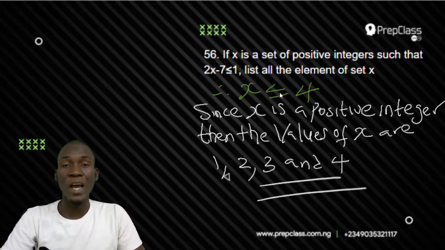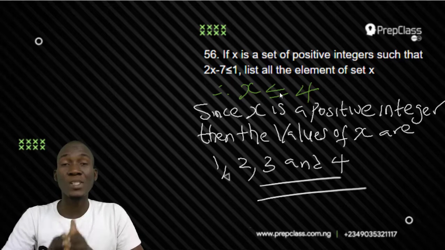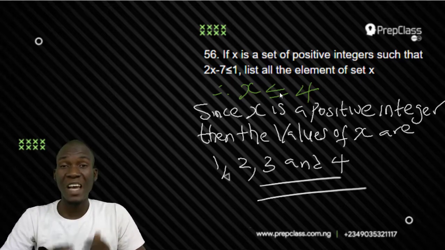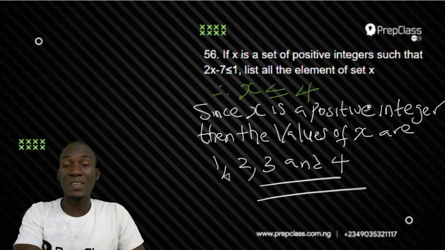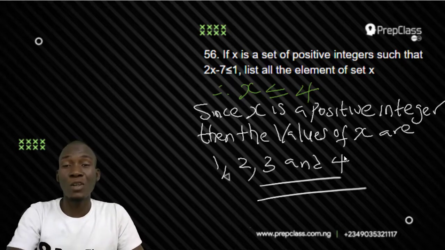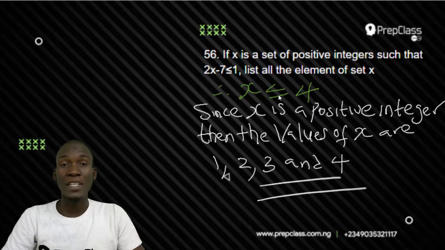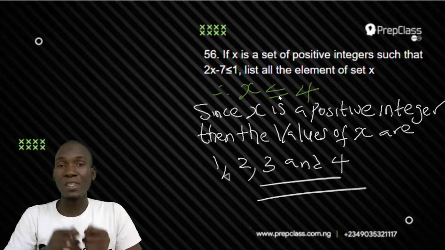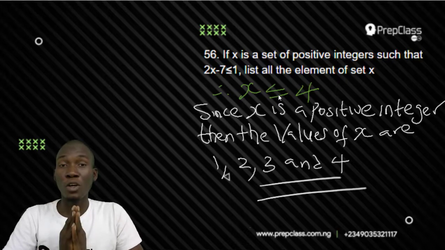Now but from the question we have if x is a set of positive integers. What are positive integers? Positive integers are all numbers greater than 0. So we have, since x is a positive integer, then the values of x are 1, 2, 3, and 4. Why are we stopping at 4? Because x is less than or equal to 4. It means x is either less than 4 or x is equals to 4. So because x is equals to 4, we are going to include the number 4.